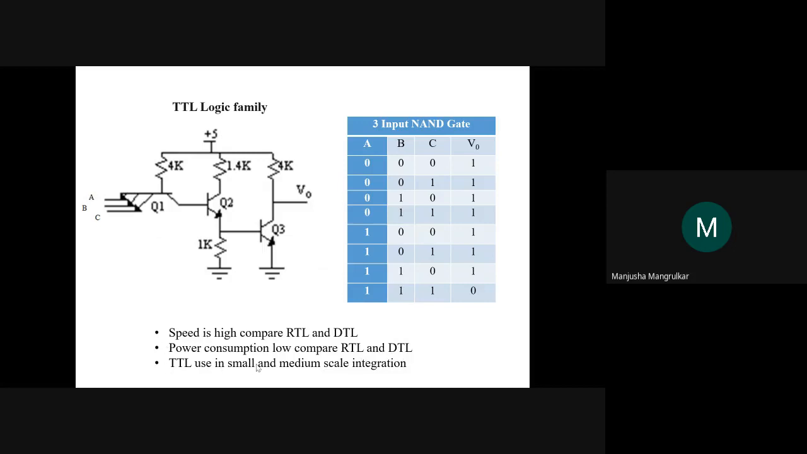TTL is used for small and medium scale integration ICs. Small scale means less than 12 gates can be integrated in a single chip, and medium scale means from 12 to 99, below 100 gates, can be integrated into a single chip. So that is small scale integration and medium scale integration. It is used in the TTL logic family, transistor transistor logic family.